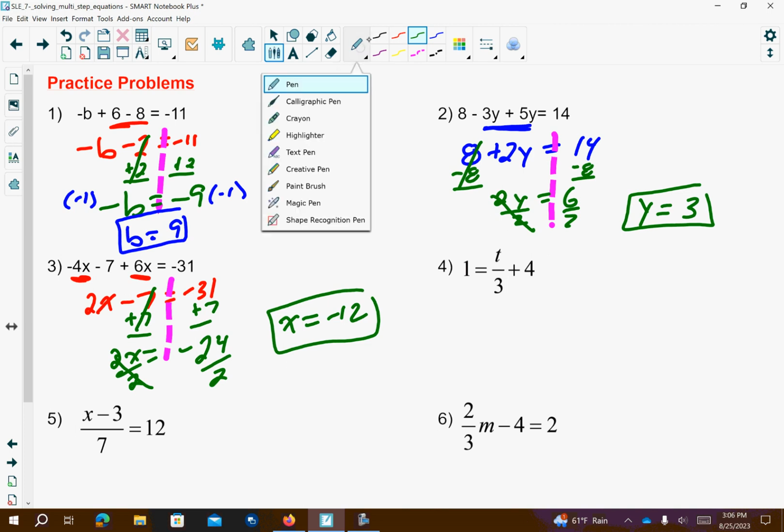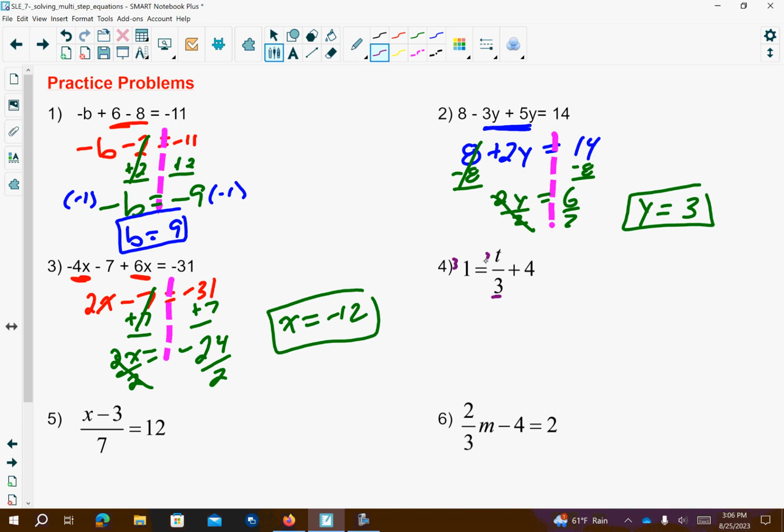Problem number 4. We have a denominator. Well, let's multiply. My denominator is this. So I'm going to multiply this by 3 over 1, and this by 3. And so 3 times 1 is 3. These cancel each other out. 4 times 3 is 12. Now we're ready to start moving things around. Subtract 12 from both sides. 3 subtract 12. Use a calculator. Gives you negative 9 is equal to t. There's our answer.